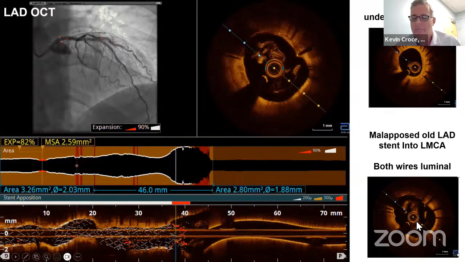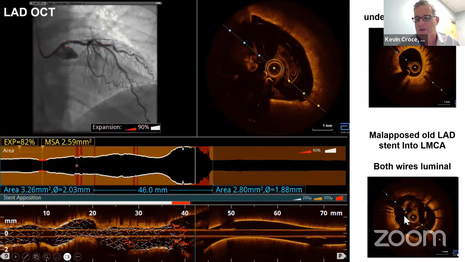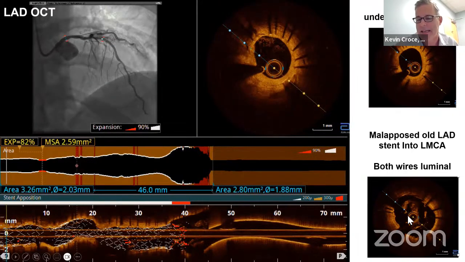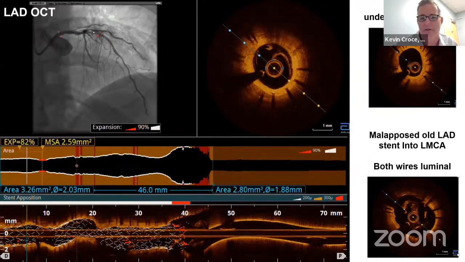And luckily, by nothing more than dumb luck, I was actually able to get both of my wires through the center of this, which was quite nice to see on the OCT, because if I was outside in a subtrut, it would have potentially complicated gear delivery.